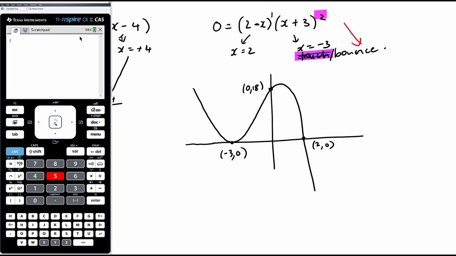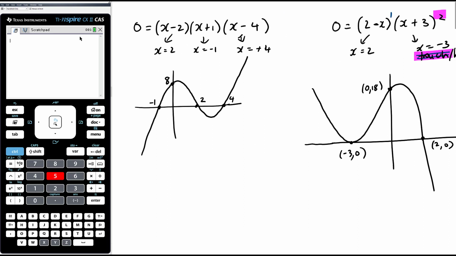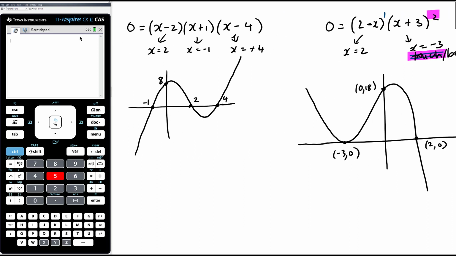So when we factorize the graph, the power of the factor tells us about the shape. So in factorized form, we learn where the x-intercepts are, but also what the shape is around that x-intercept. So if it's a linear factor, in the neighbourhood of that x-intercept, the graph is going to be sort of linear in shape. Whereas if it's a quadratic factor, a squared factor, in the neighbourhood of that x-intercept, the graph is going to be a sort of parabola shape.